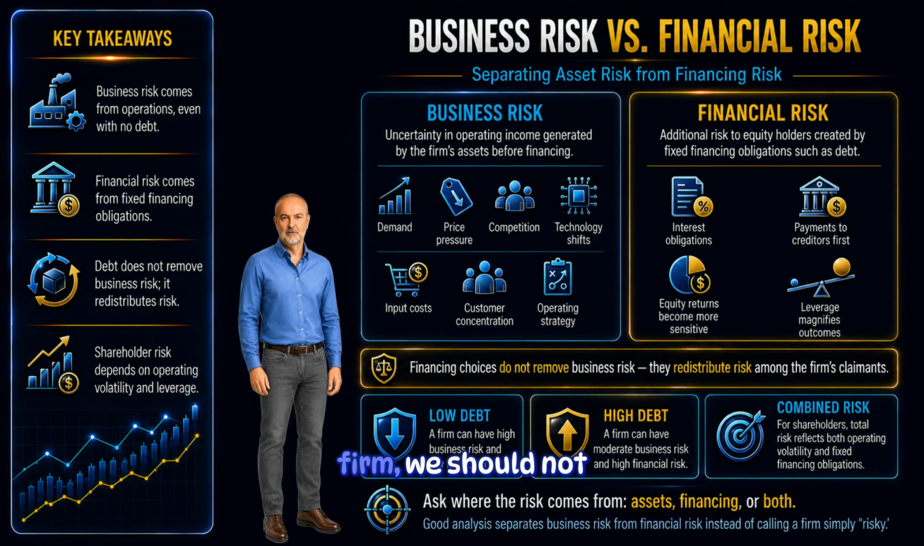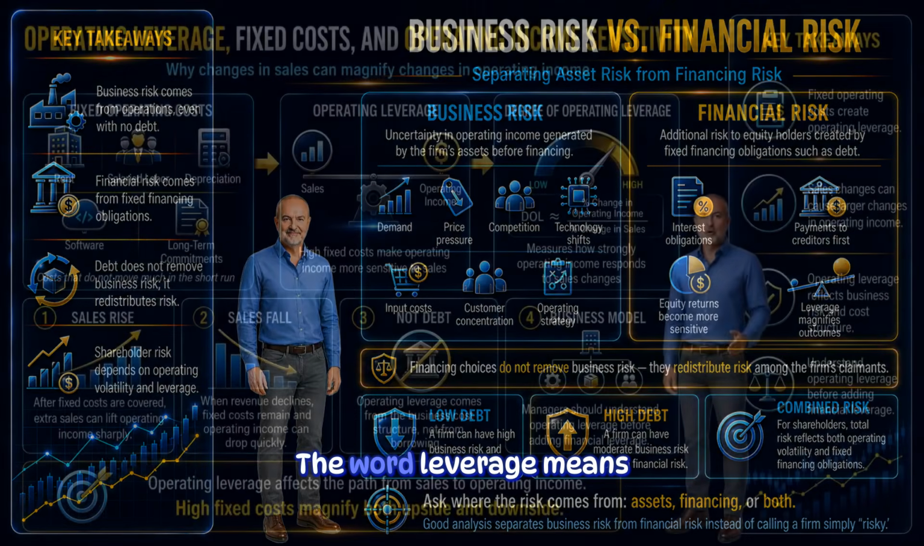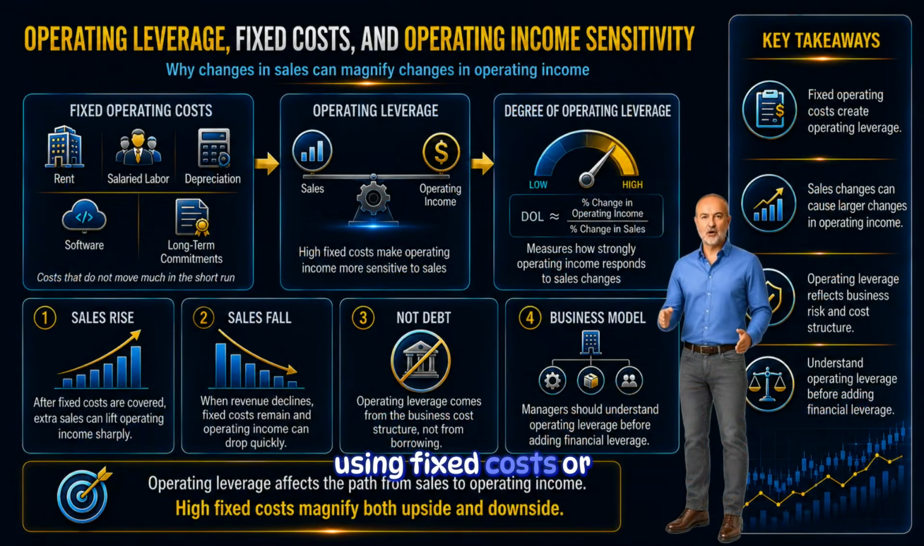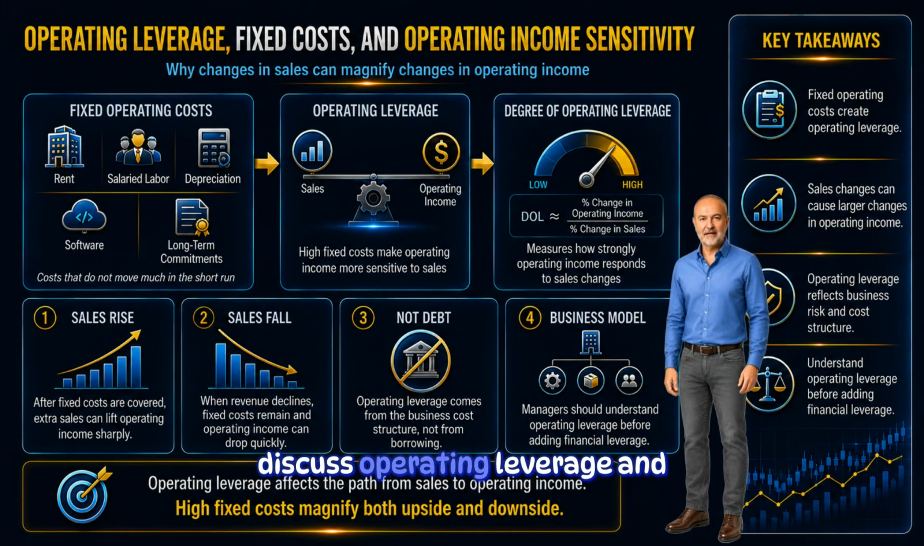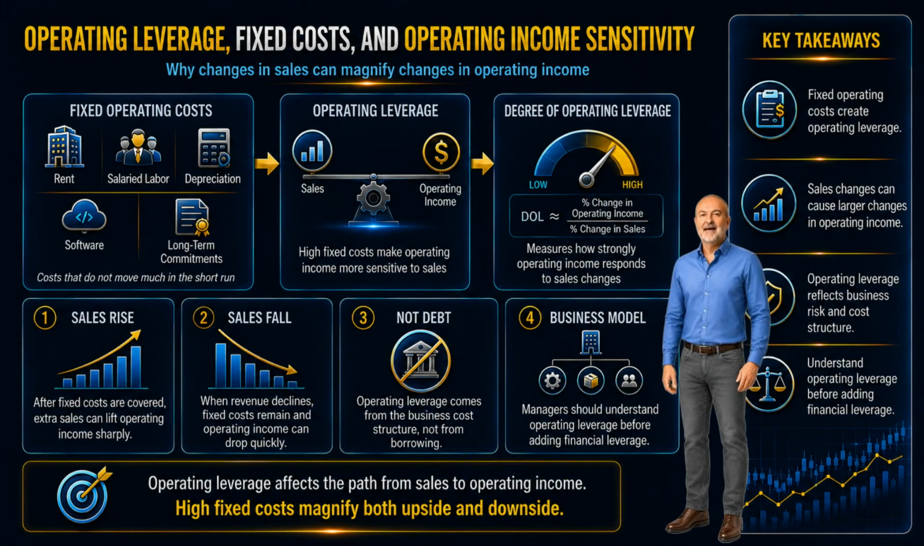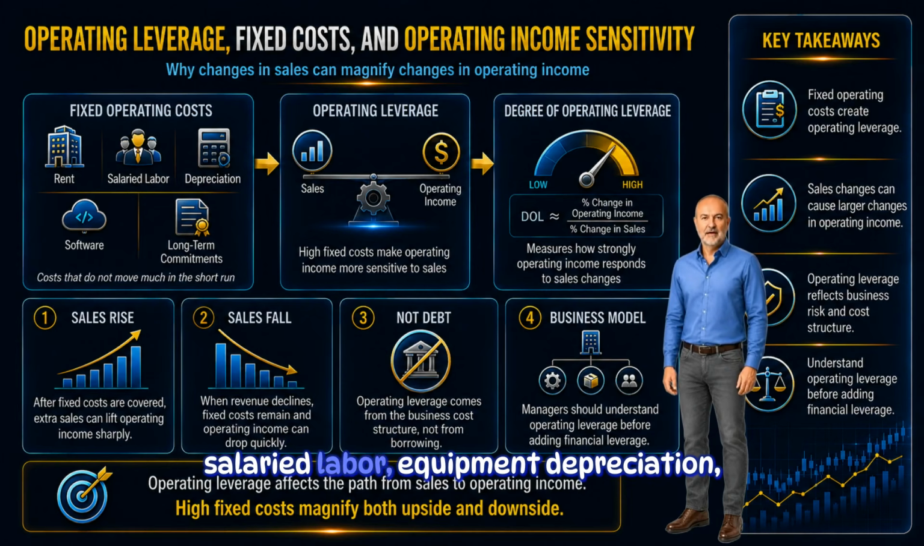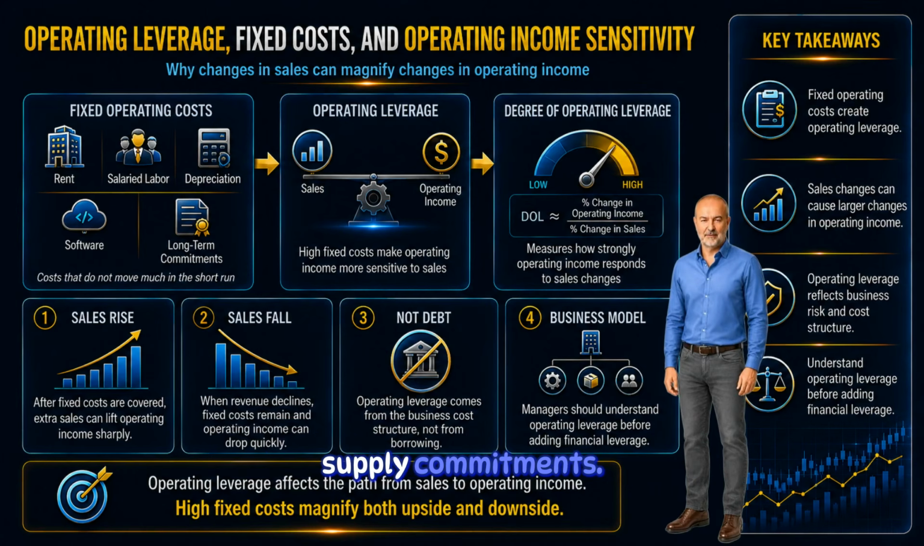When we analyze a firm, we should not say simply, "This company is risky." We should ask, "Is the risk coming from the assets, from the financing, or from both?" The word leverage means using fixed costs or fixed obligations to magnify changes in outcomes. In finance, we often discuss operating leverage and financial leverage. Operating leverage arises when the firm has fixed operating costs. These may include rent, salaried labor, equipment depreciation, software infrastructure, or long-term supply commitments.